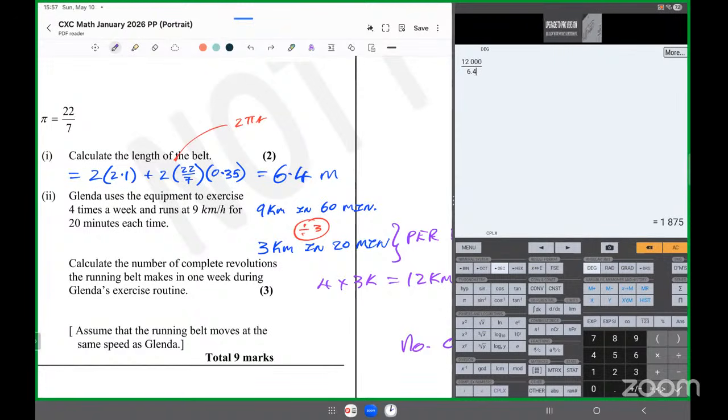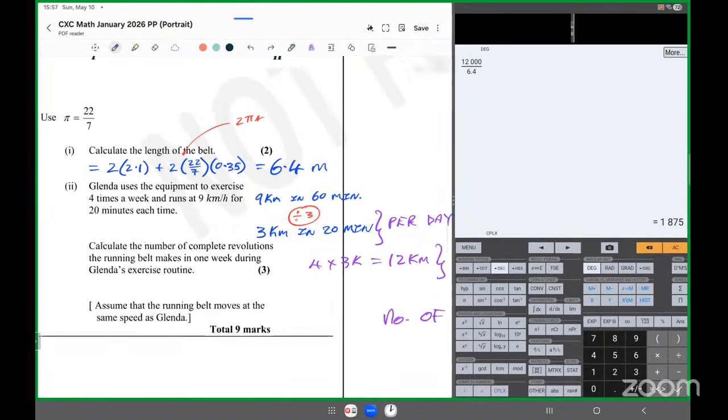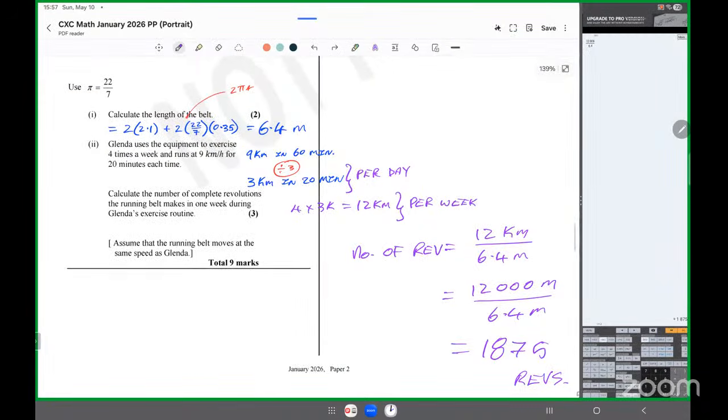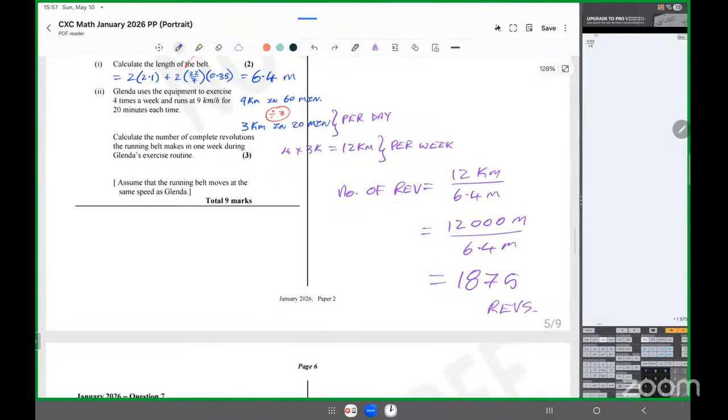CSEC likes to set these measures. Let me focus, because I'm not focused well enough. Anyway, that finishes that question.